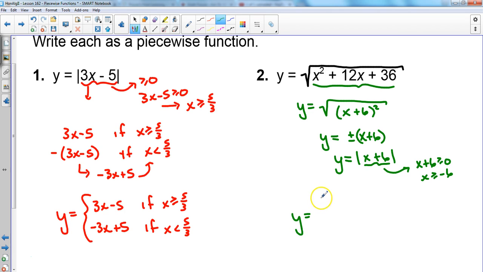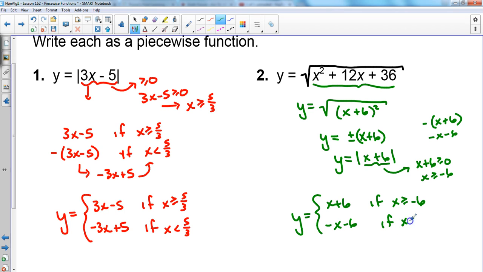So let's go ahead and start piecing this thing together. The first piece is going to be the positive version, or just x plus 6. And that happens if x is greater than or equal to negative 6. The other one is the negative version, and the negative version looks like negative (x plus 6). Distribute the negative, and you get negative x minus 6. So it's going to follow this rule, negative x minus 6, if x is less than negative 6. And there's my piecewise function.